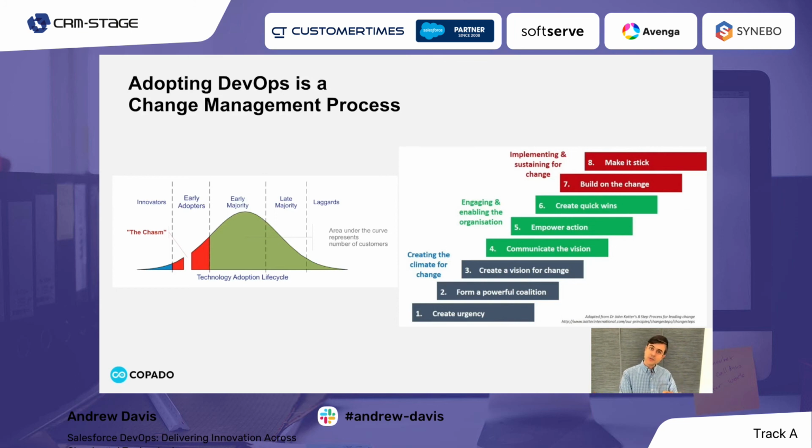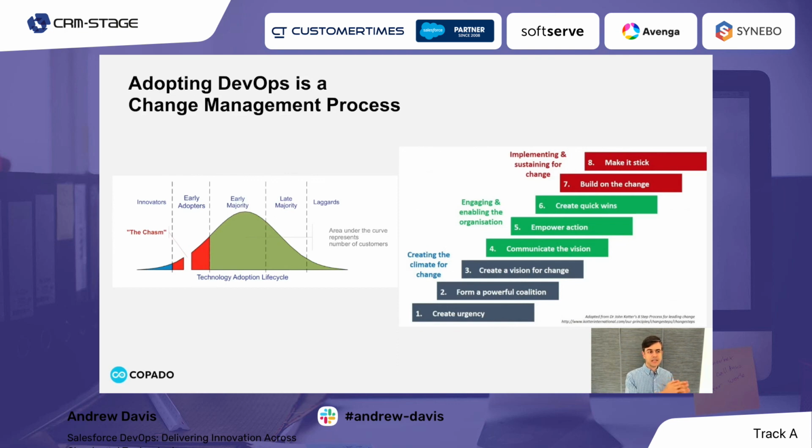And gradually, you need to get more and more people to adopt these tools and these processes, the early majority, the late majority. Eventually, you're going to have some people who won't change unless they're forced to change. And at some point, you just have to lock them out and say there's only one way to make changes to this org.